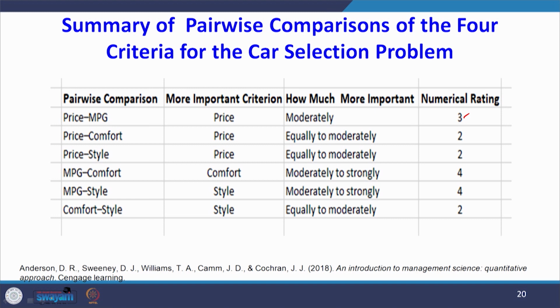Then I asked price versus comfort, again he says price is important. How much is price important when compared to comfort? Equally to moderately, 2. So, these values I have taken from the previous table which is given in the previous slide. So, there are 2 points I want to emphasize. Whenever we do the pairwise comparison, first you have to see which is most important, then you have to say how much more important it is than the other criteria.